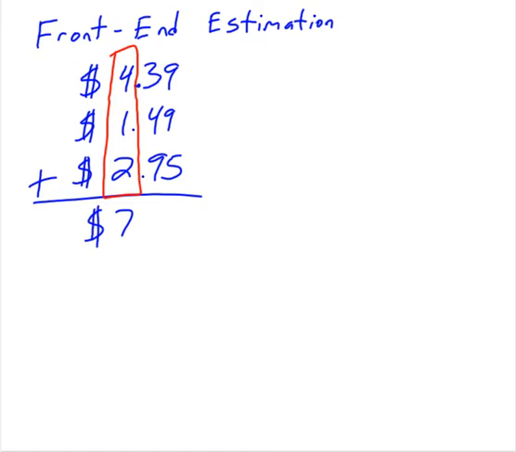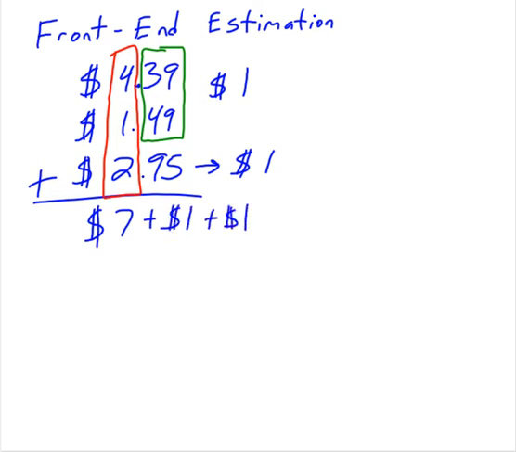And now we can deal with this other stuff here. Now we know 39 cents plus 49 cents is pretty close to $1. Okay, it's actually more like 90 cents or 88 cents, but that's pretty close to $1. So we're just going to say that's $1. And then 95 cents is very close to $1 as well.